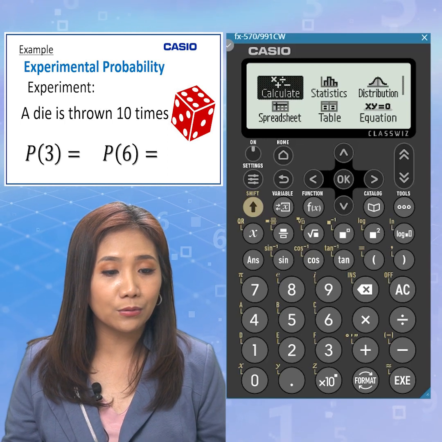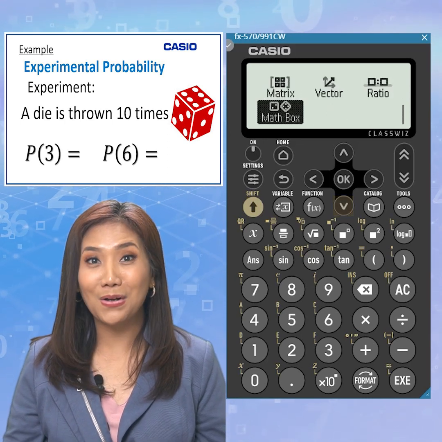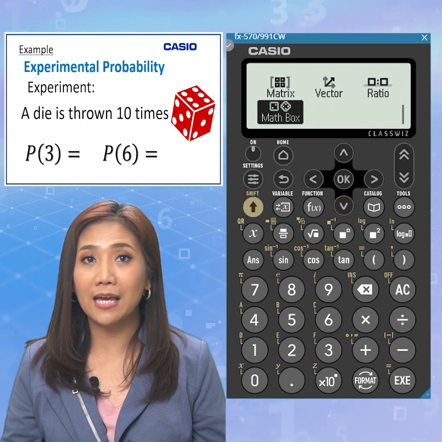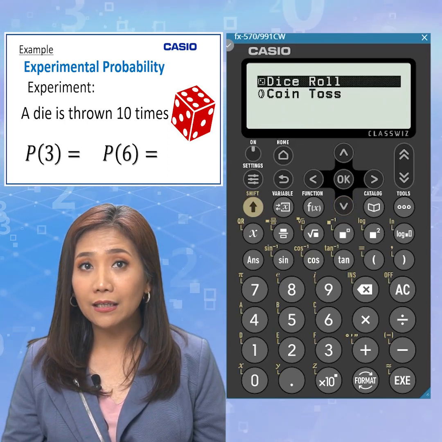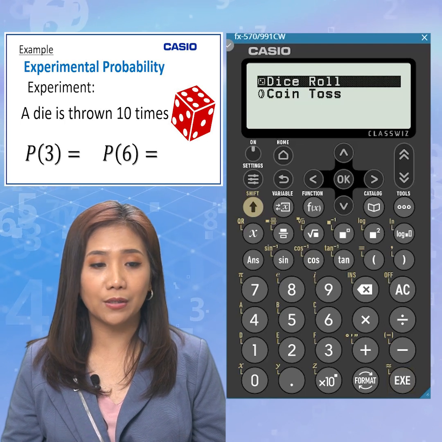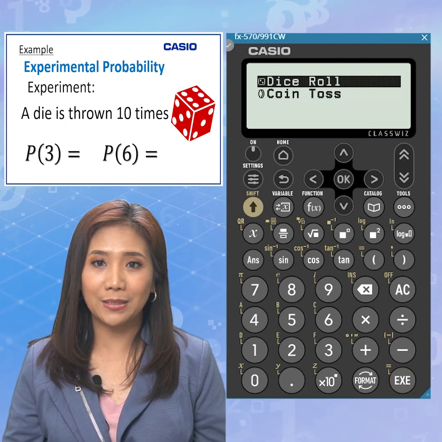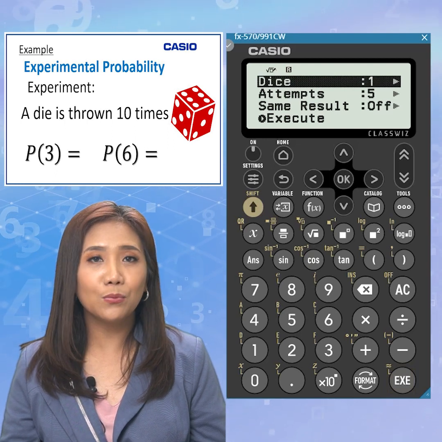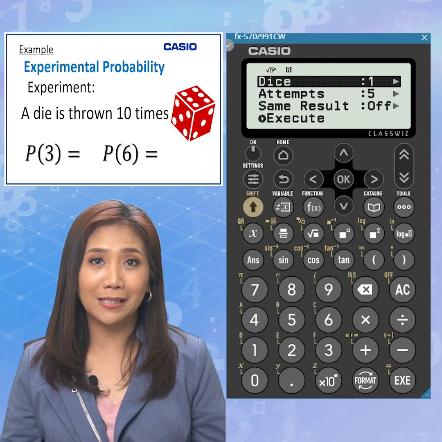So let's click on arrow down and look for MathBox. Then, once we have MathBox already, we click on Exe. Since we are rolling a die, we go to Dice Roll and click on Exe, which is already on the screen. For the number of dice we are throwing, the default is 1, and we do need 1 die, so we click on arrow down.